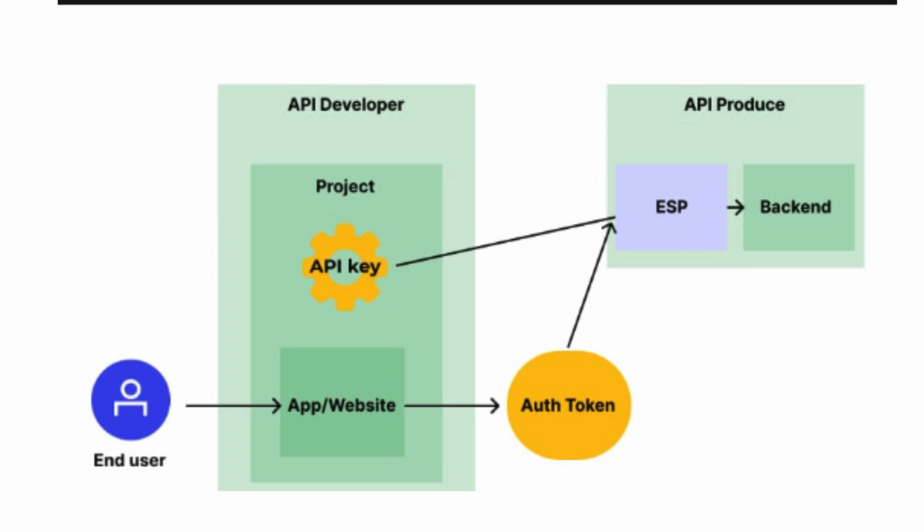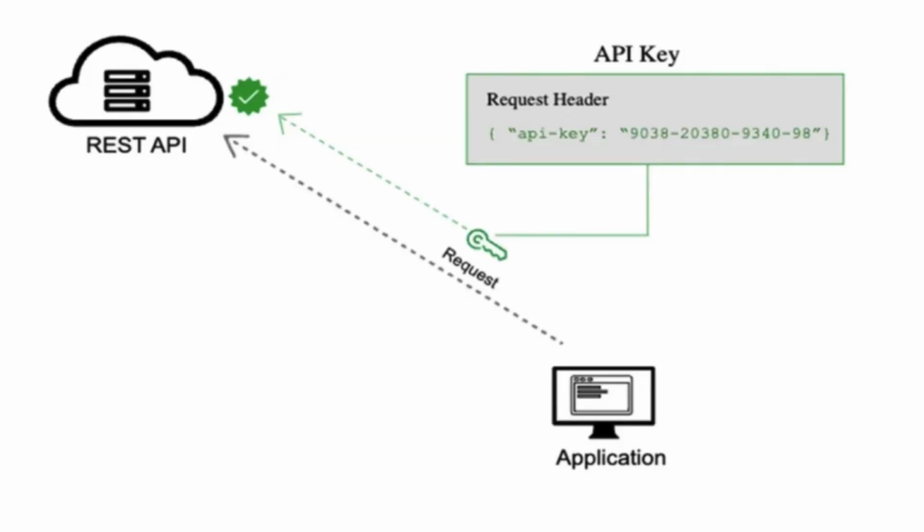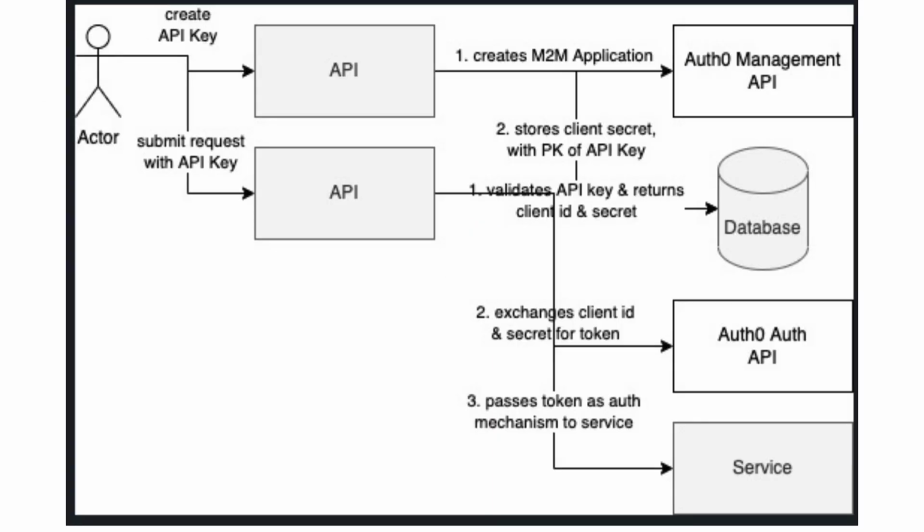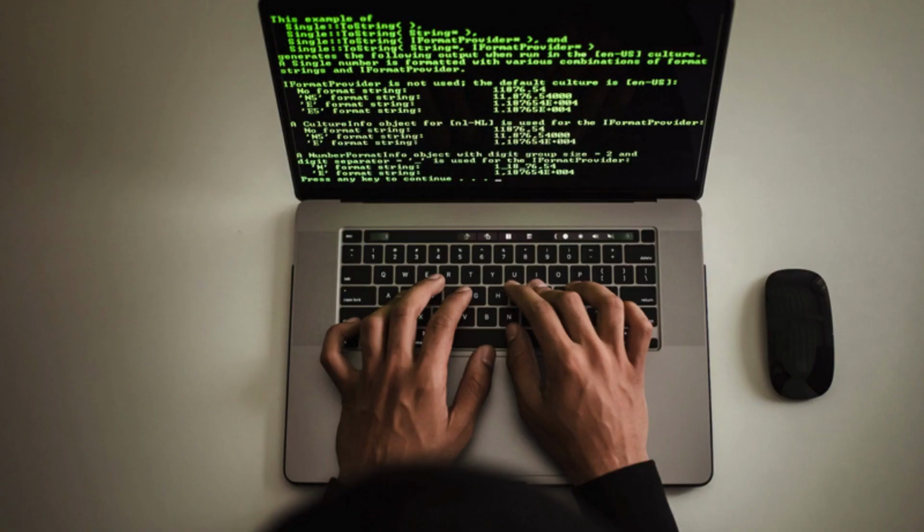API keys, short for Application Programming Interface Keys, are unique identifiers used to authenticate and control access to APIs, application programming interfaces. APIs are sets of rules and protocols that allow different software applications to communicate with each other. The API key authenticates the client making a request. It also provides authorization, letting the API know if the requesting application is allowed to use the API and what it can access.